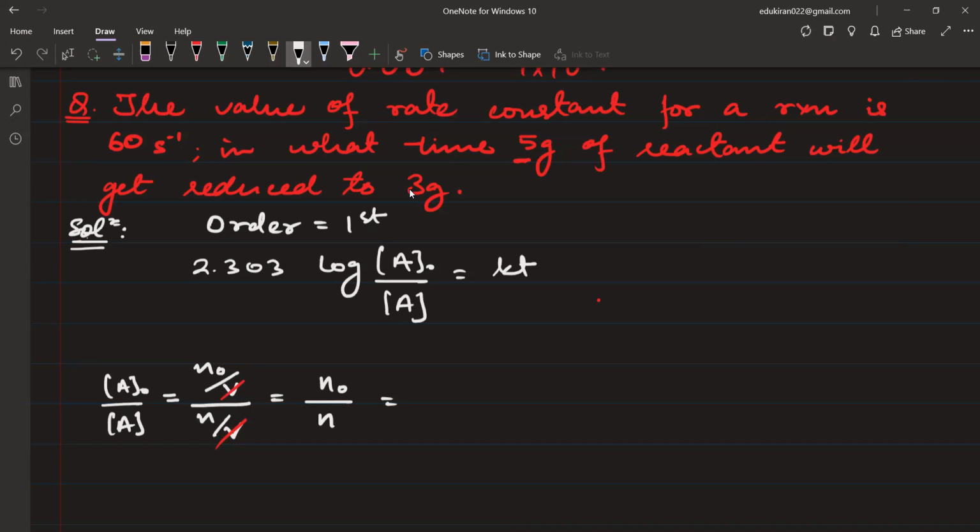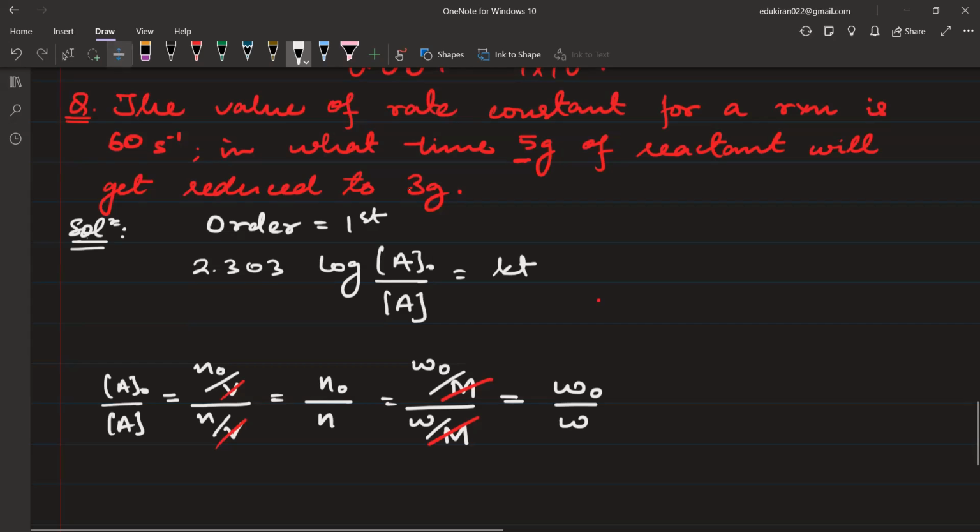Now, the number of moles of the reactant can be written as the initial mass of the reactant divided by the molar mass of the reactant, divided by the final mass of the reactant divided by the molar mass of the reactant. The molar mass of the reactant will not change, initially or finally. For example, if you are starting with water, the molar mass of water will not change after the reaction, right? Molar mass of water will remain molar mass of water. So we can also cancel these M and M. We will get the initial mass of the reactant divided by the final mass of the reactant.